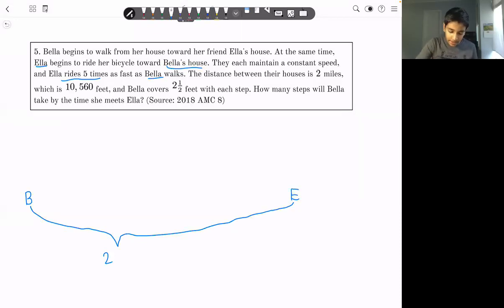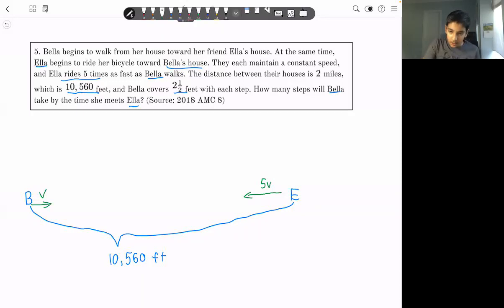Which is 10,560 feet. So let's just put that there. And then Bella covers 2.5 feet with each step. So we're asked to find how many steps Bella will take by the time she meets Ella. So here's the thing that we must notice. We see that Ella will ride 5 times as fast, so with a velocity of, let's just say, 5v. And Bella will travel with a velocity of just v.